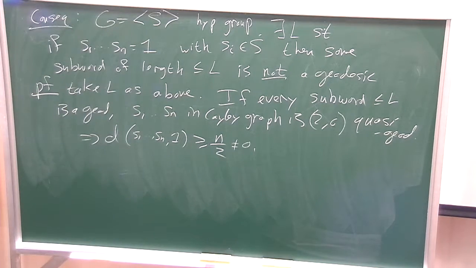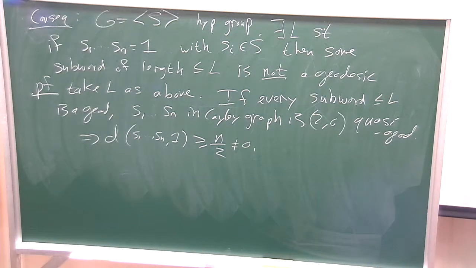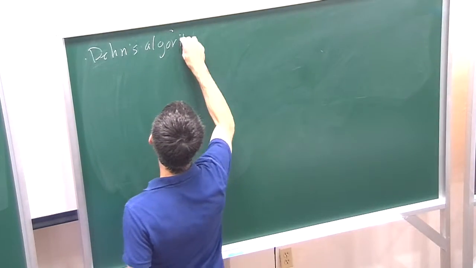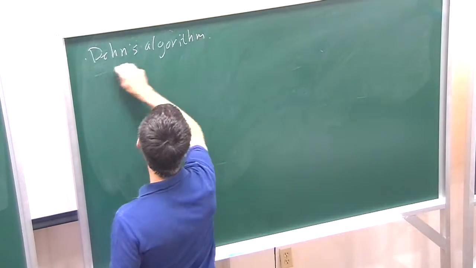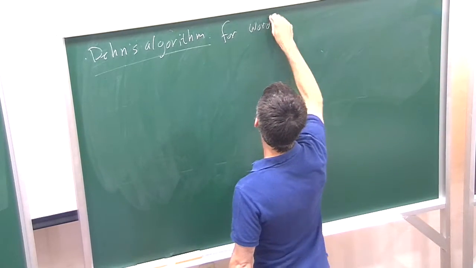All right, so right away we see this nice property in hyperbolic groups: if you want to write the trivial word down in the generating set, you can't have done it in a local geodesic way. So this gives you an algorithm for the word problem.